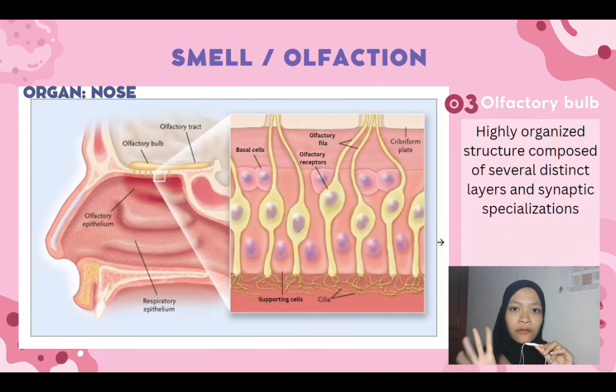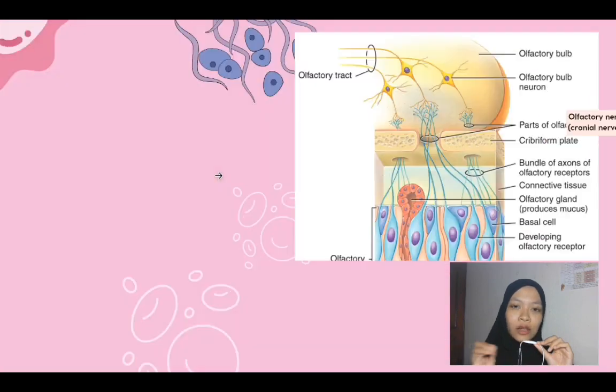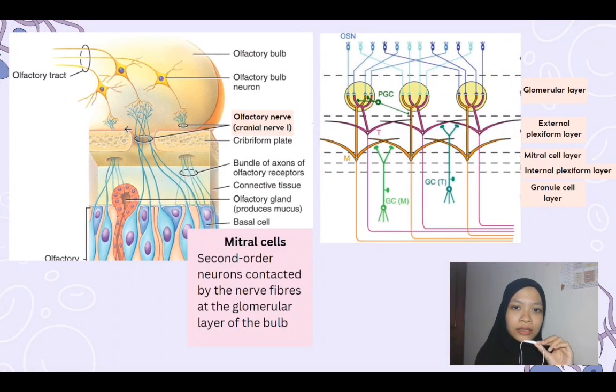Lastly, is the olfactory bulb. This organ is a highly organized structure composed of several distinct layers and synaptic specializations. In the olfactory bulb, the layers from outside towards the center of the bulb are differentiated as follows. It starts with the glomerular layer, followed by the external plexiform layer, the mitral cell layer, which contains mitral cells, the internal plexiform layer, and it ends with the granular cell layer.